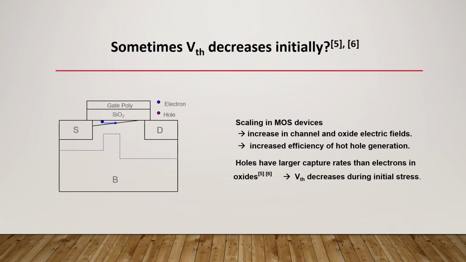So the kind of phenomenon that I'm talking about now is the hole injection into the SiO2 layer. And so instead of electrons getting injected due to the impact ionization, it is the holes. Now, the cause for this is that because of the aggressive scaling in MOSFETs, you have an increase in the channel and oxide electric fields. And that increase in the field also increases the efficiency of the hot hole generation.